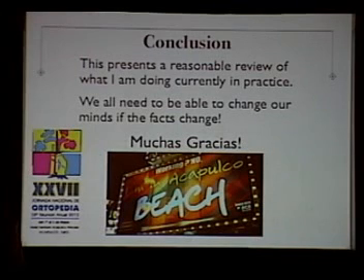So in conclusion, I hope this presents a reasonable review of what I'm currently doing in practice. I, like all of you, will change my mind if the facts change, so we always reserve the right to do that and to progress.